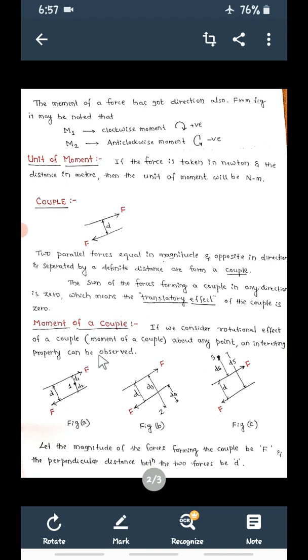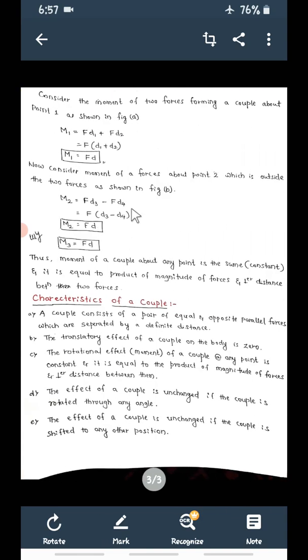An interesting property you can observe here: let the magnitude of the forces forming the couple be F. So this is F, this is F. In all the cases the magnitude will be the same, F, opposite direction and separated by a distance. Now next, consider the moment of two forces forming a couple about point 1 as shown in figure A.